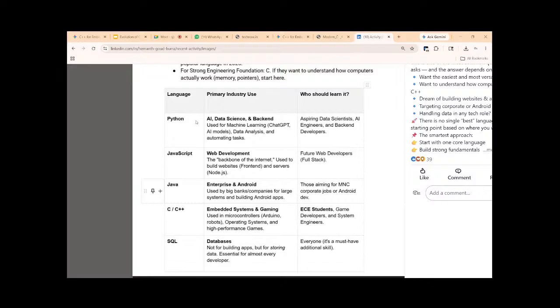Now, we have C and C++, the mother of all programming languages, that is C. C is used in microcontroller programming, robotics, and operating system development. Windows, macOS, whatever it is, is developed in C and C++. You people might be knowing.